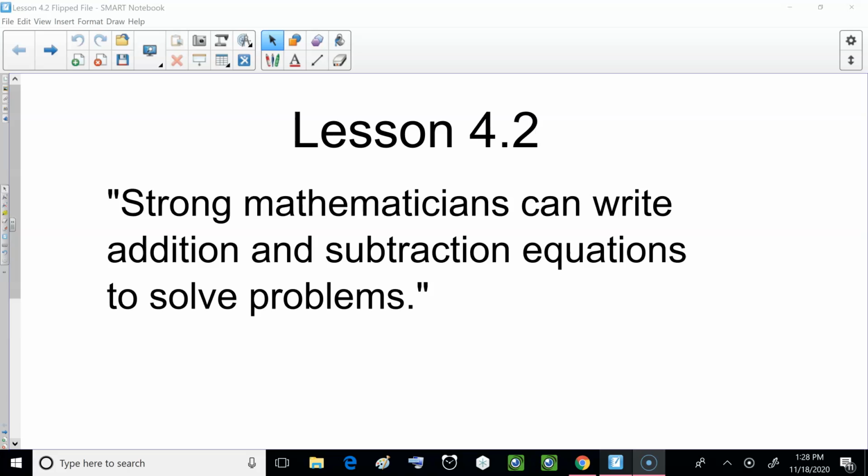So right now, get out your notebook, piece of paper, and pencil. Write lesson 4.2 on the top, and today's date, and let's get started.